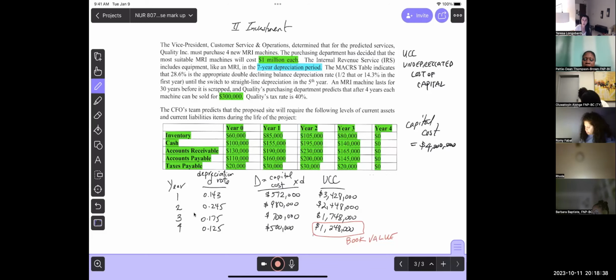So that's for four MRI machines. What if we just get the value of one? How much is one of them? Would you divide that by four or no? Yeah, just divide it by four. Yep. That's awesome. That's the value in the fourth year. So they're going to be 312,000 each.